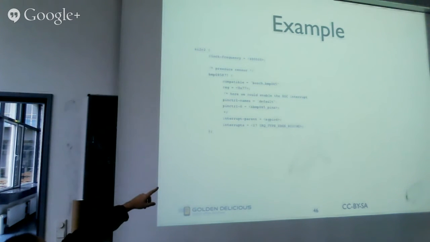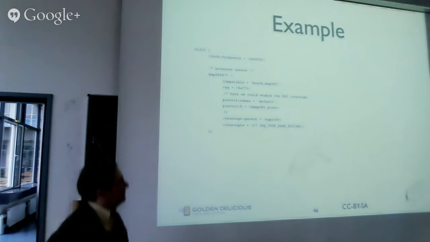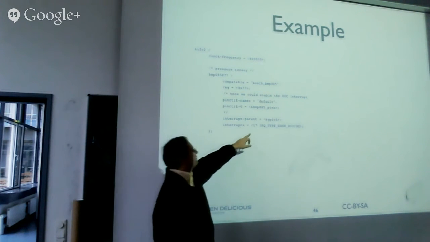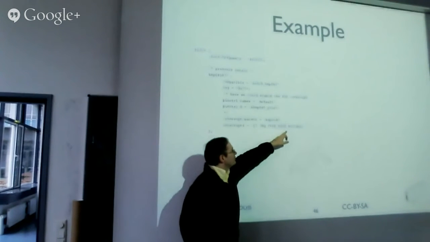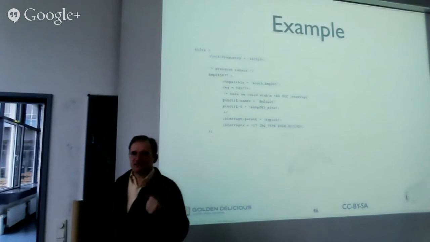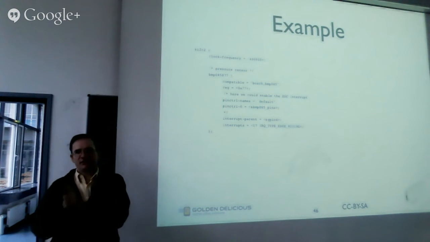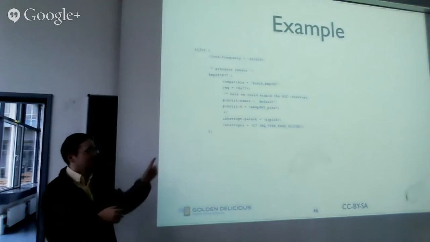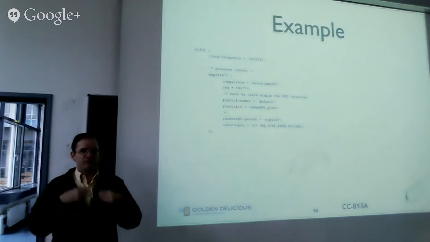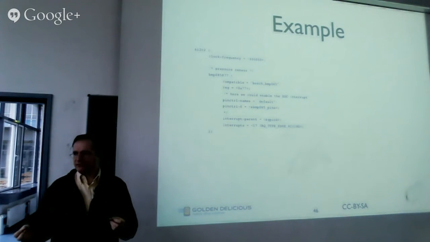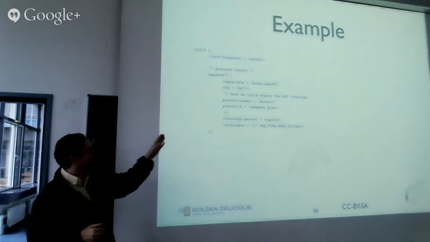So interrupts 17, and here you see one of the C macro constants. This here, IRQ type edge rising. That's some define in a source file that is shared between the kernel code and the device tree. So this constant is only defined once and keeps things in sync.